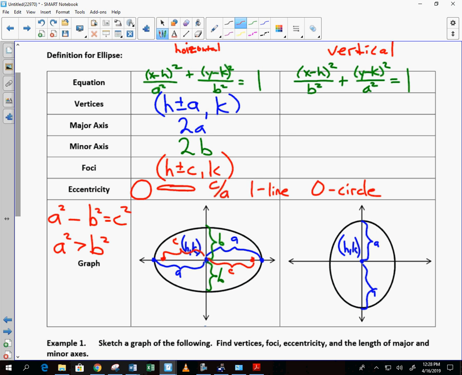How many units do you think is stretched horizontally? Y. How come? Yep, b sits underneath the x values. So the vertices, are they going to be on the top and bottom or side to side? Top and bottom. That's where it's stretched the most. So that's going to change the y value. So it's h, and then it's k plus or minus a.